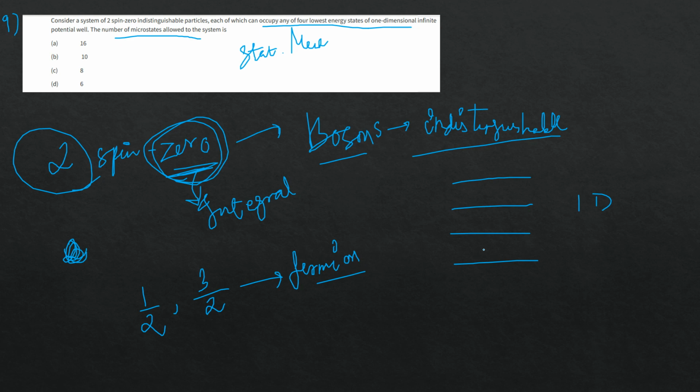So bosons are indistinguishable. Another thing, spin zero means how much can one state take? 2s plus 1, so 2 into 0 plus 1 is 1. So only one particle can be there in one state. This is one boson, this is one boson. Let me do it this way, and I will do it from the formula also.